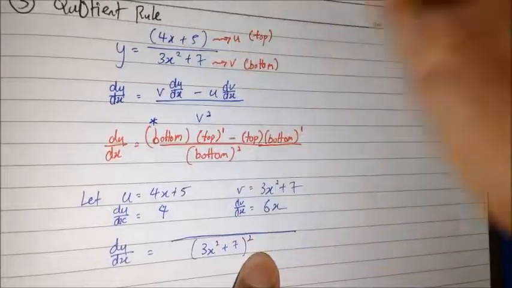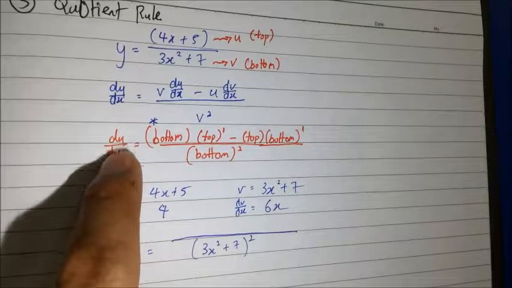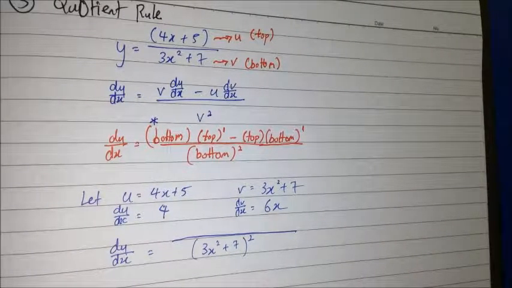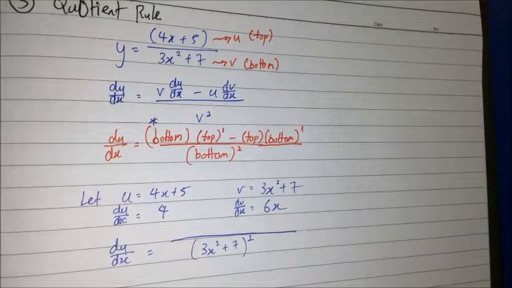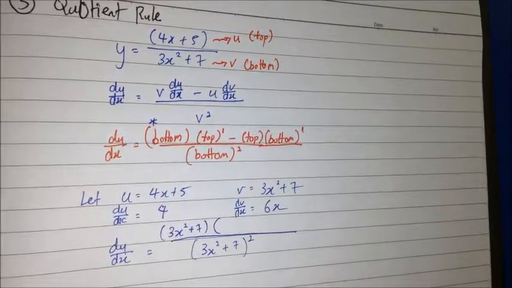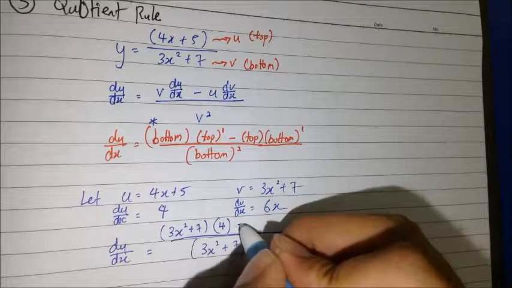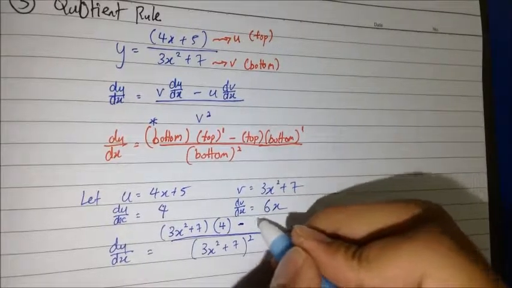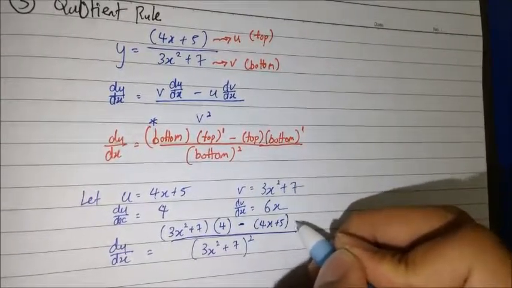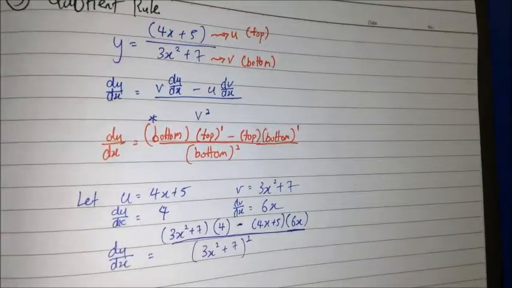This is always where many of you make careless mistakes. You always try to copy top first. Wrong, cannot. You must copy bottom first. So I copy bottom, 3x squared plus 7. Differentiate top. What is the answer for top? Just a 4, right? Then I minus. Now I copy the top, 4x plus 5, then differentiate the bottom.